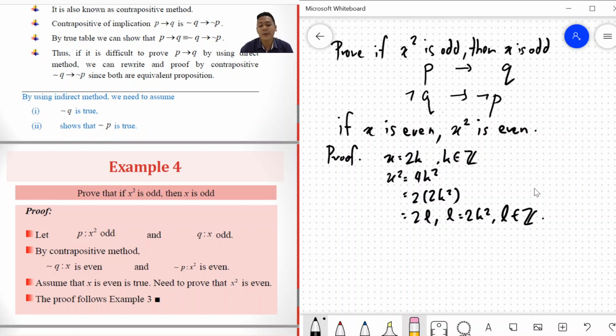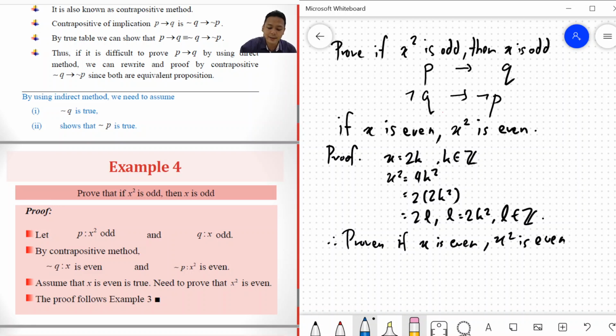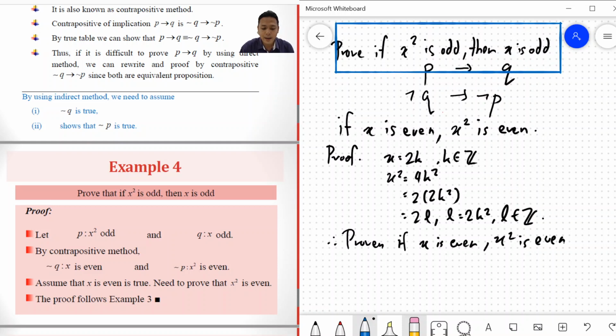Actually, if you manage to prove if x is even, then x squared is even, it is logically equivalent to P implies Q. My conclusion right now is that I just proved to you that if x is even, x squared is even. But the original question is this. The original question is the top one. I managed to prove if x is even, then x squared is even.